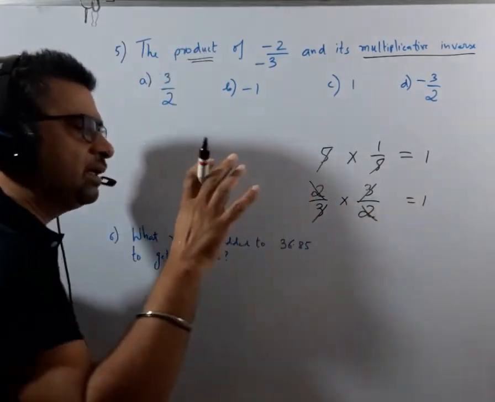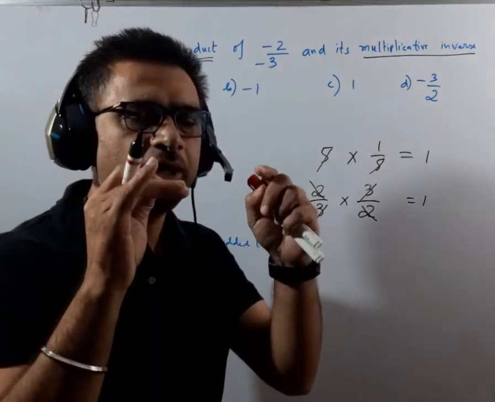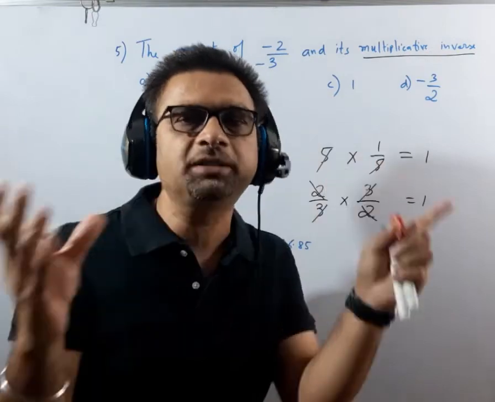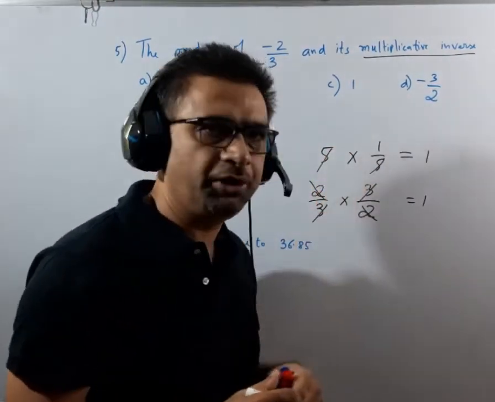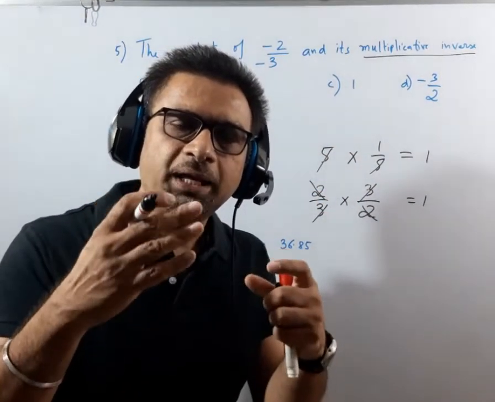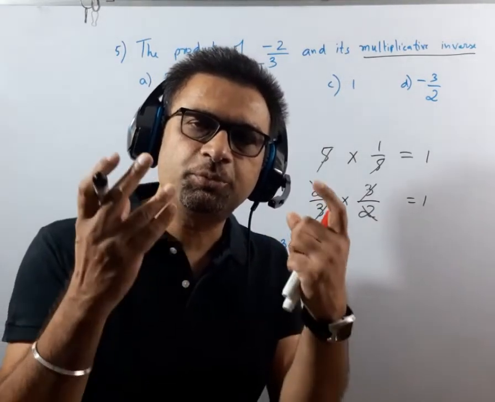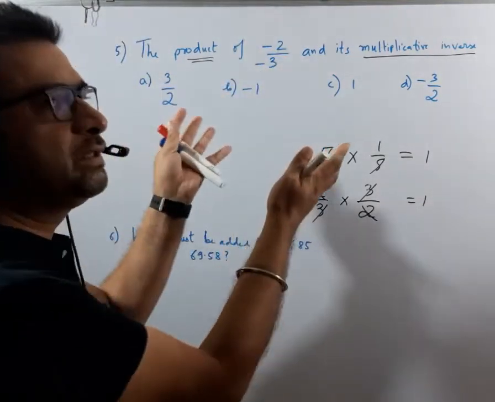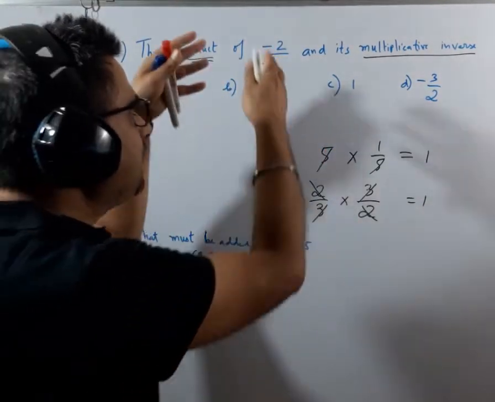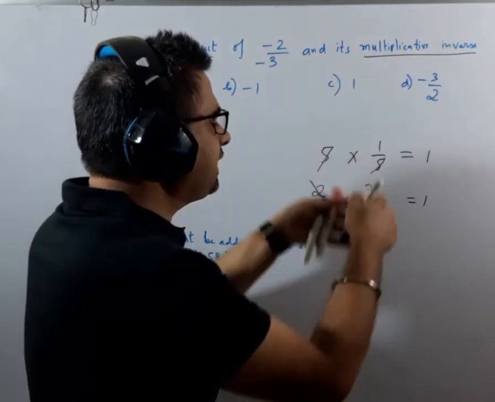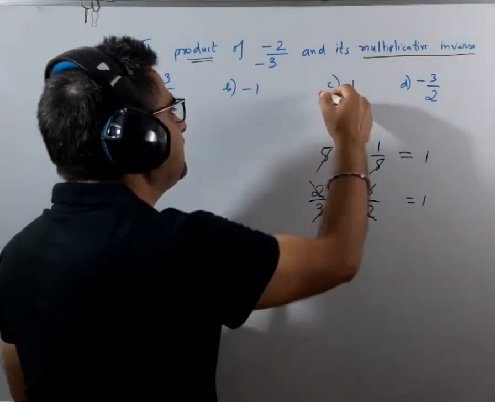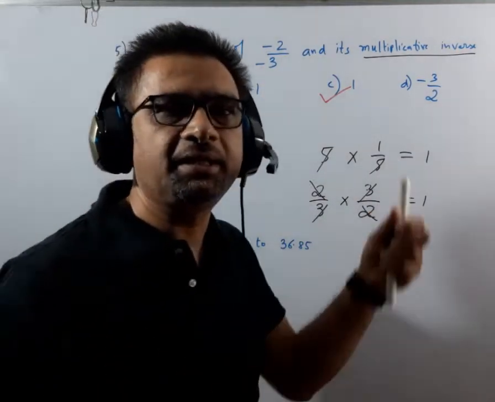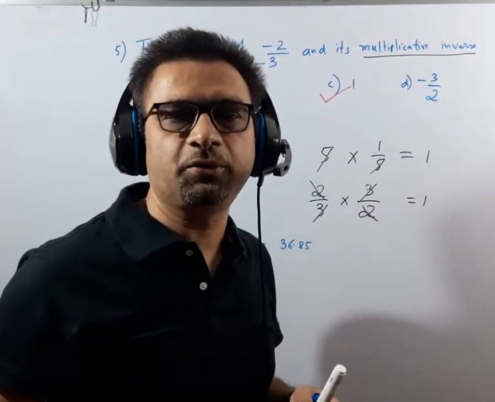But the overall summary here is that whenever you multiply a number with its multiplicative inverse, no matter what the number is, 5 or 2 by 3, the product is 1. So you don't even have to bother about what number in the world it is. The moment you multiply a number with its multiplicative inverse, the answer is 1, and the answer here is C. And that was why I was saying that this is literally a 1 second question.